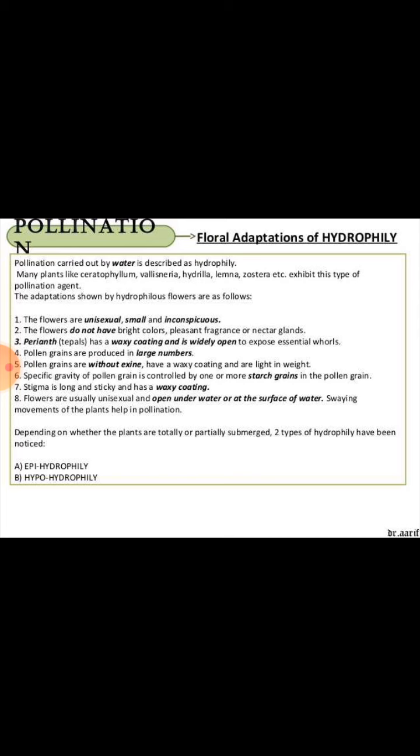Pollen grains are produced in large numbers because many pollen grains are released into the aquatic current. Pollen grains are without exine, have a waxy coating and are lightweight in nature. The specific gravity of pollen grains is controlled by starch grains. The stigma is long and sticky with a waxy coating. Flowers are unisexual and open under the water surface. Depending on whether they are totally or partially submerged, there are two types: one is called epihydrophily and another is called hypohydrophily. First one is called epihydrophily.